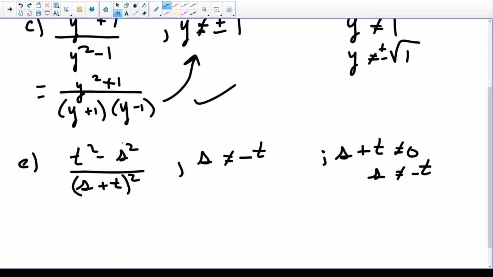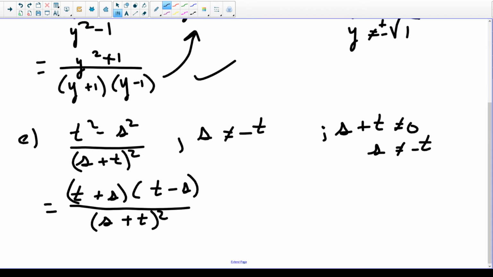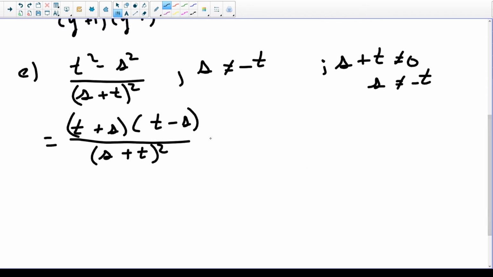Now, can you see at the top that that is a difference of squares? Which would give us that. Now, is t plus s the same thing as s plus t?